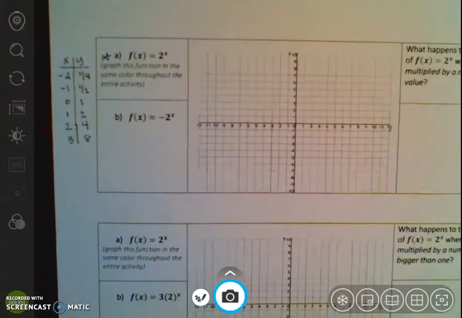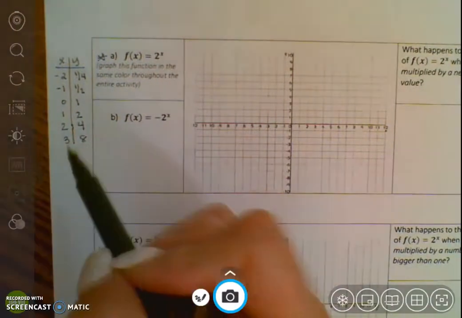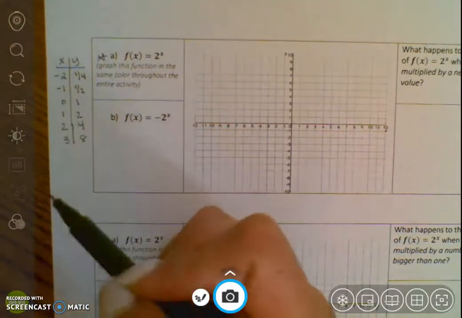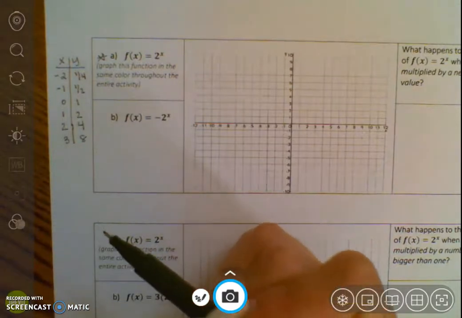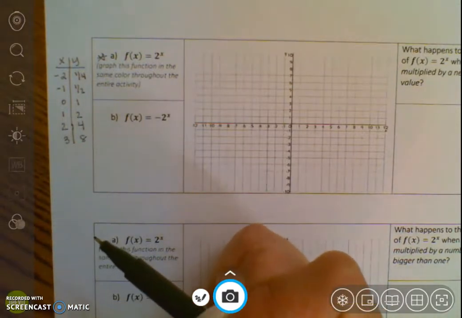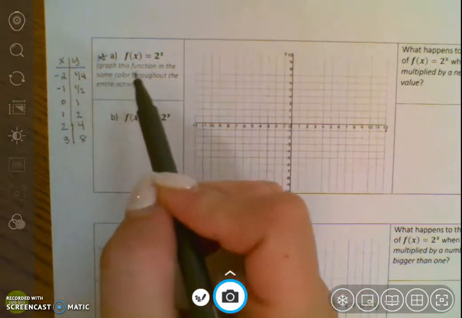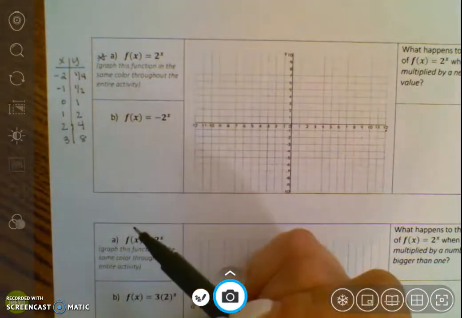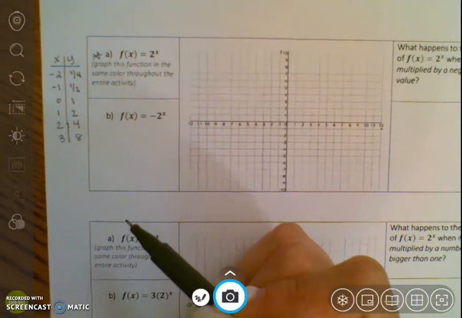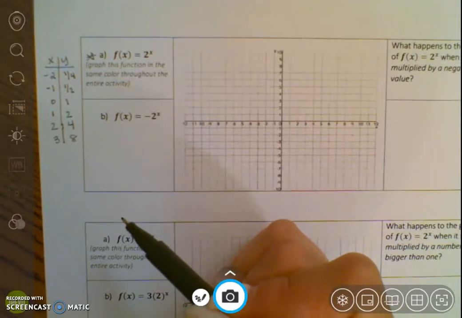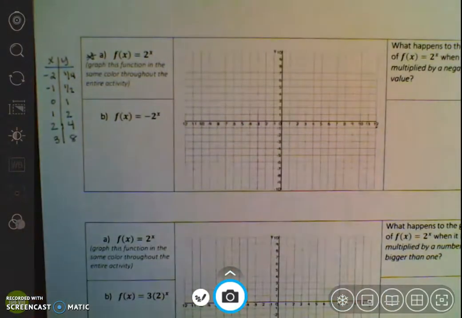So when I typed in 2 to the x, this is the table I got. So now, check to make sure your points are the same as mine. And we are going to graph these. And so I'm going to use gray for the parent function, and I'm going to use red for the second function. So go ahead and pause this video, graph your points, and when you're done, unpause the video.